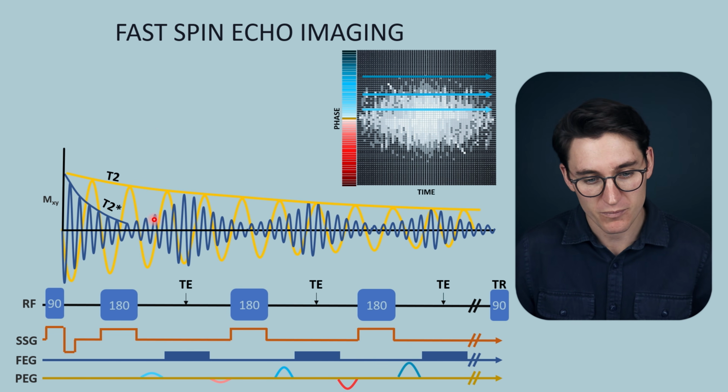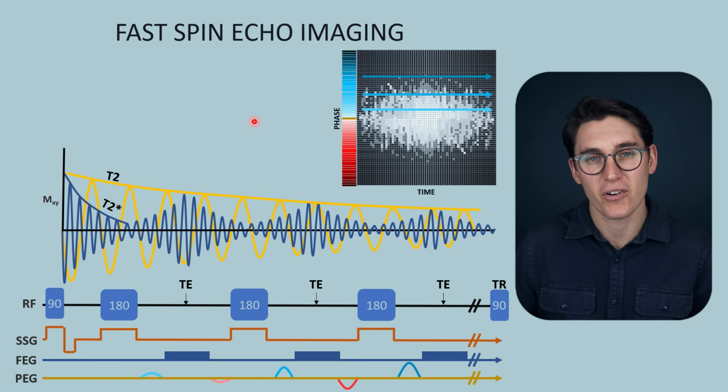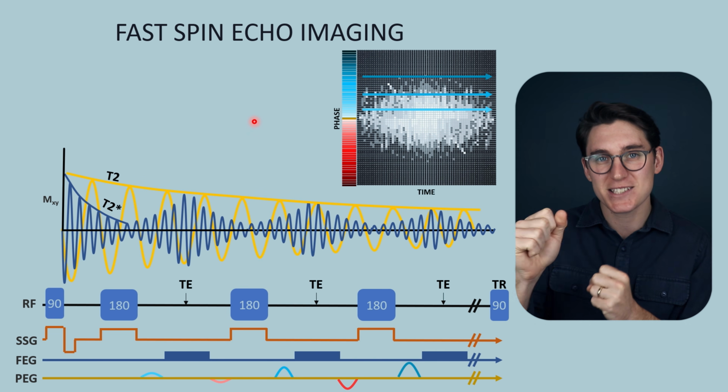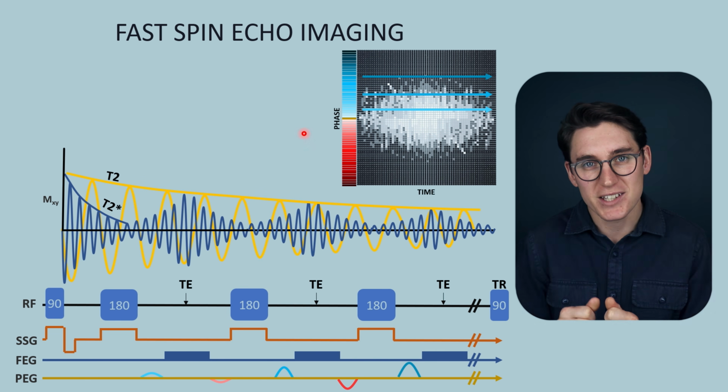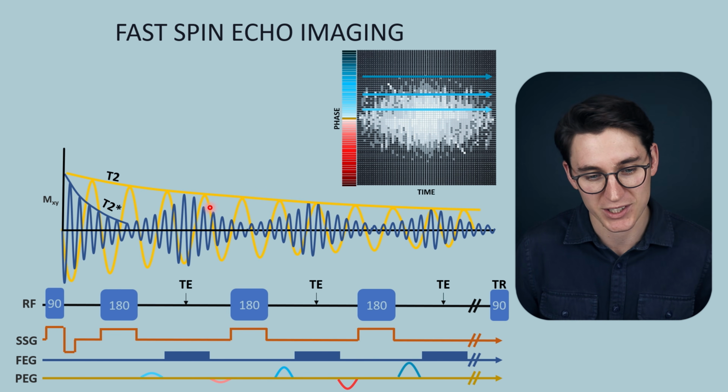Now, when we fill k-space, we know that the middle of k-space provides us our contrast information. It provides us with the maximum signal differences within our tissue, the differences in either the T1 recovery or the T2 decay constants between tissues.